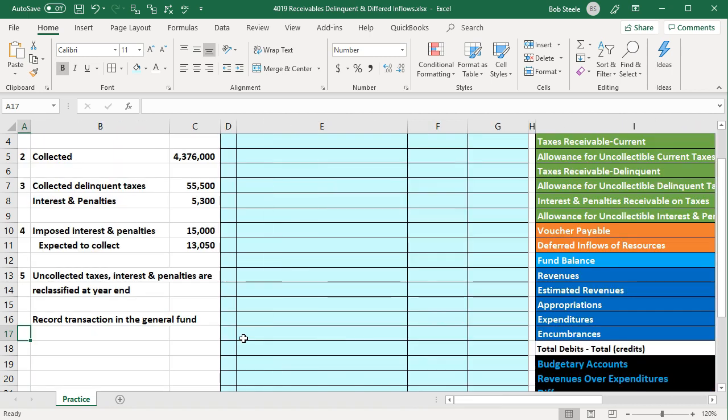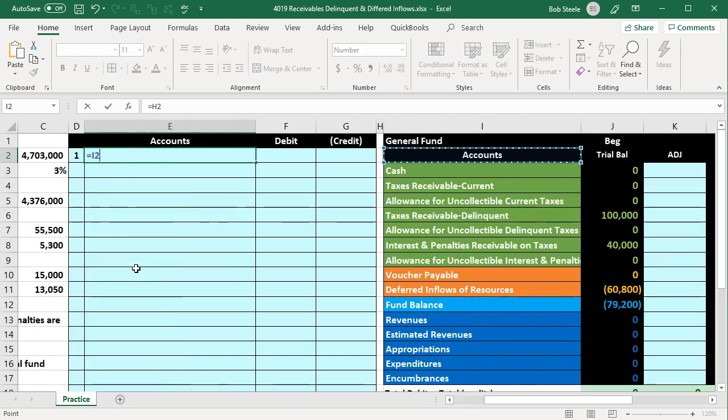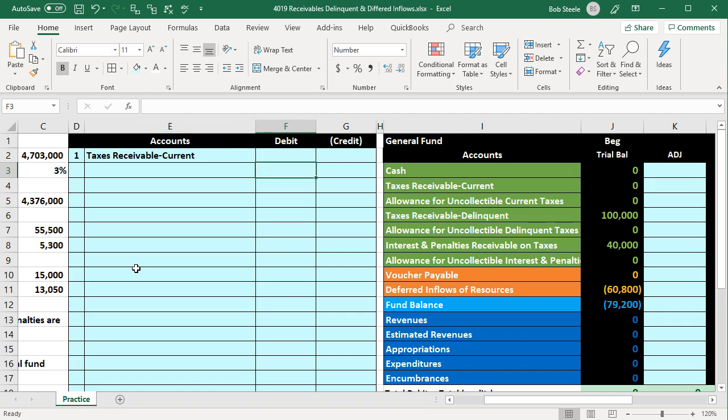All right, here's going to be our information. We're going to say that first we have the property taxes were levied at $4,703,000. 3% is uncollectible. This, of course, is revenue to the government agency who's collecting the taxes. So we're going to say that they have a receivable. It's going to be current because they just levied people, so they give them a little bit of time before they're delinquent on the taxes that they just levied, and they're going to have a receivable of the $4,703,000.